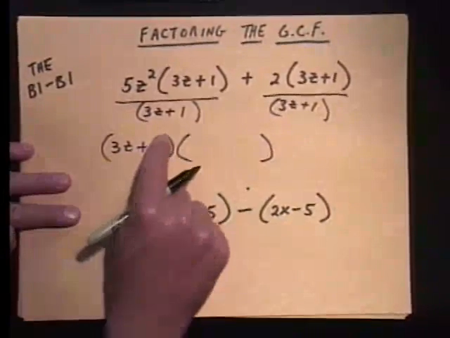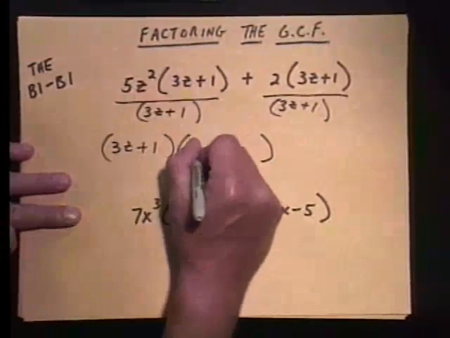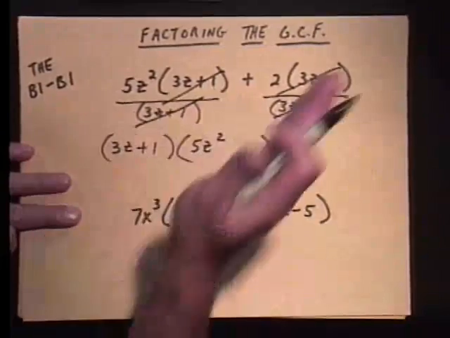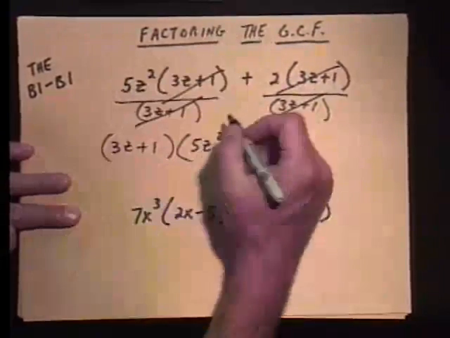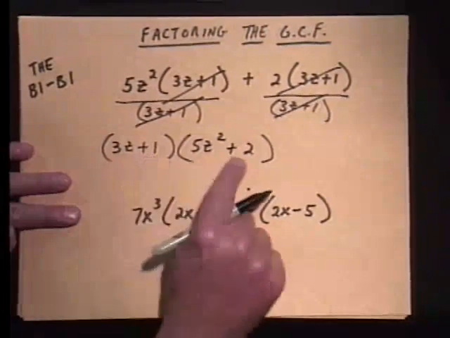So what's left, it doesn't take a lot to see either. Those cancel out, leaving you with the 5z squared. These cancel out. We'll go ahead and just do a little chopping. We haven't chopped in a while. Let's chop. So we'll end up with 5z squared plus 2. All right. Anything in common in here?